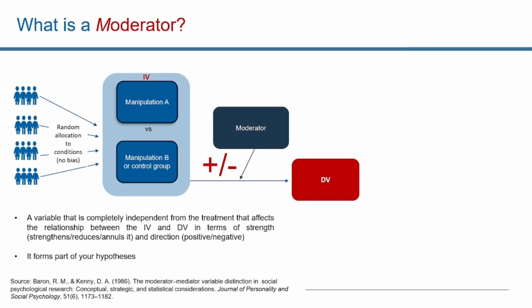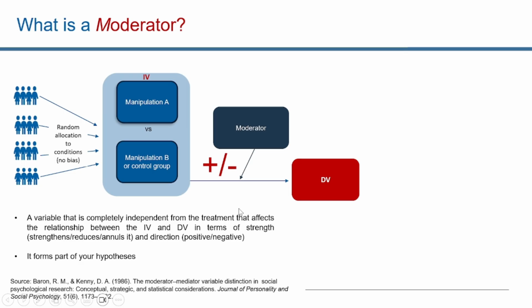Let's now briefly talk about a moderator and what it is. Here I'm using a different schematic. I have two manipulations, manipulation A and manipulation B, or a control group. And I'm saying that variations here will impact outcomes for my dependent variable. Now, the moderator is usually visually positioned right above the relationship. And usually we show it with an arrow dropping down on the relationship. And what it actually means is that this is a variable that changes the nature of the relationship between your predictor and your dependent variable in this case.